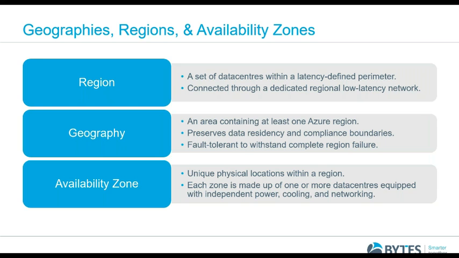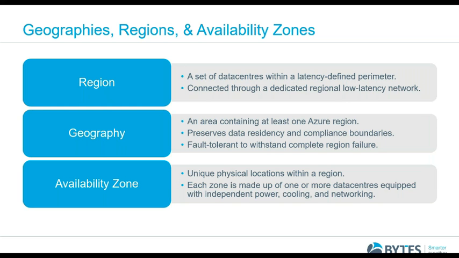A region comprises one or more data centers. In some instances, it's only one. Generally, it's more than one, and that allows those data centers to communicate with each other at high speed, and each data center can then be considered a bit of a failure domain. So above that, we then have the concept of a geography.